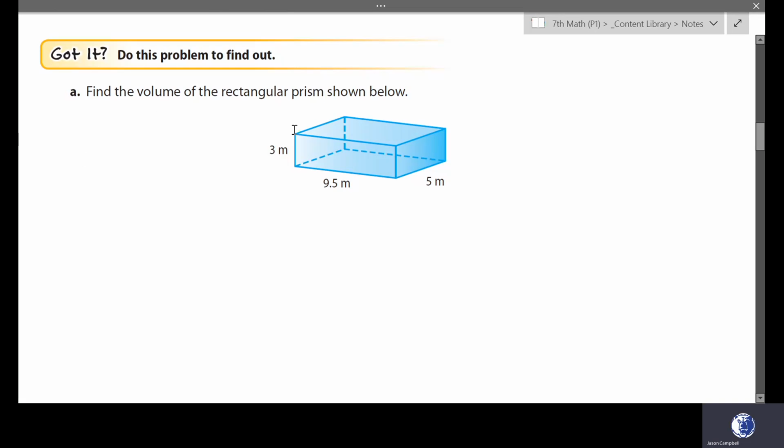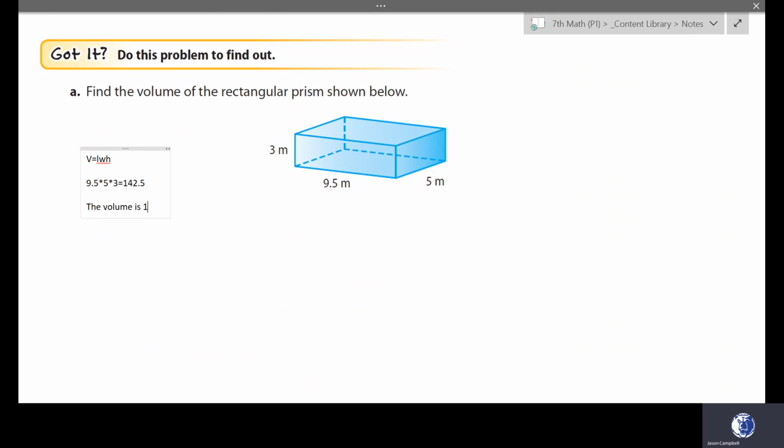Got It A says find the volume of the rectangular prism shown. It has a length of 9.5, a width of 5, and a height of 3. Volume is length multiplied by width multiplied by height, so we're going to do 9.5 multiplied by 5 multiplied by 3 to get 142.5. The volume is 142.5 cubic meters.